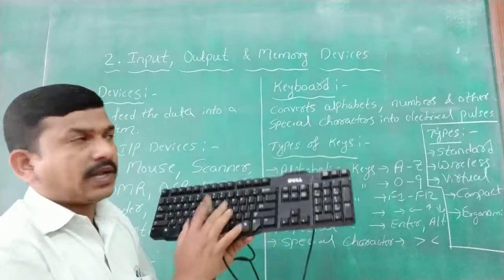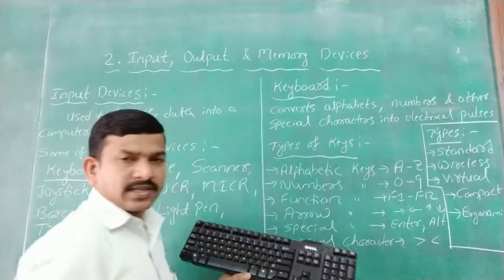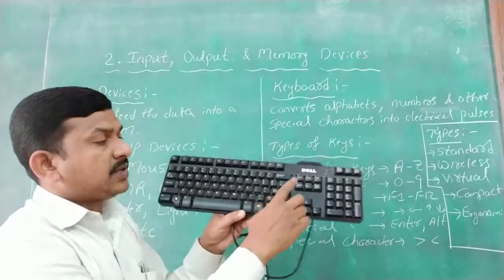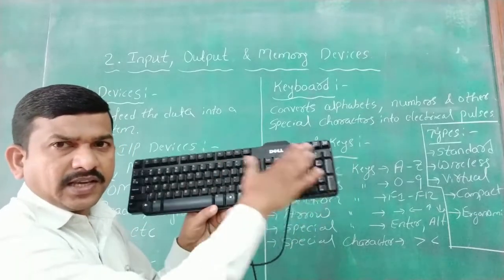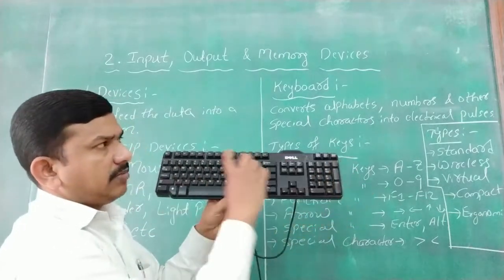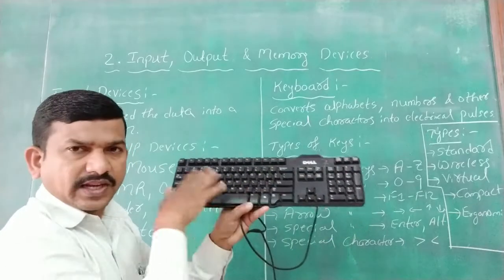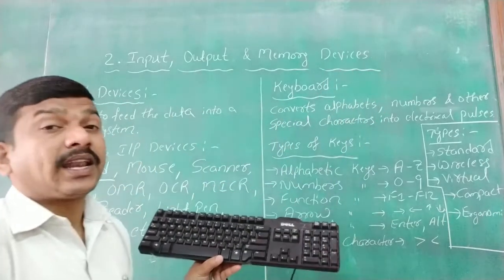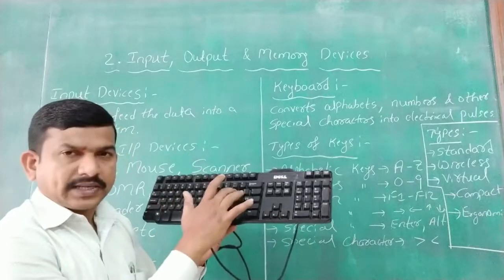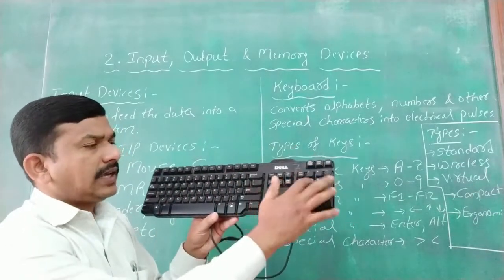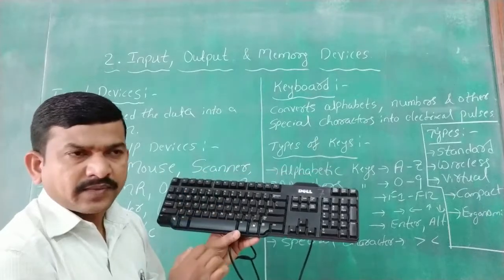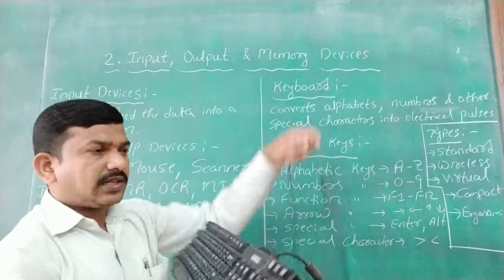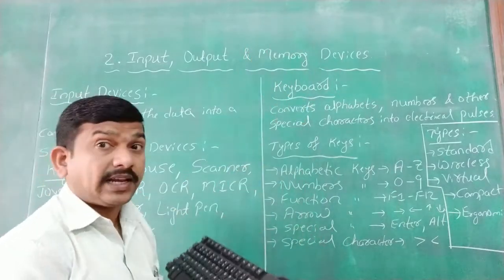What this device does is convert whatever we type here. Whatever key we press, it converts. It may be alphabets, numbers, symbols, any other special characters. There are so many different characters. Whatever you press, it converts that into electrical pulses.